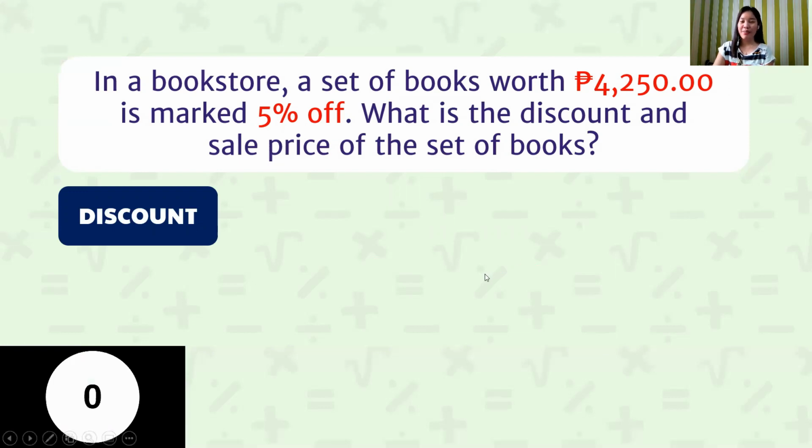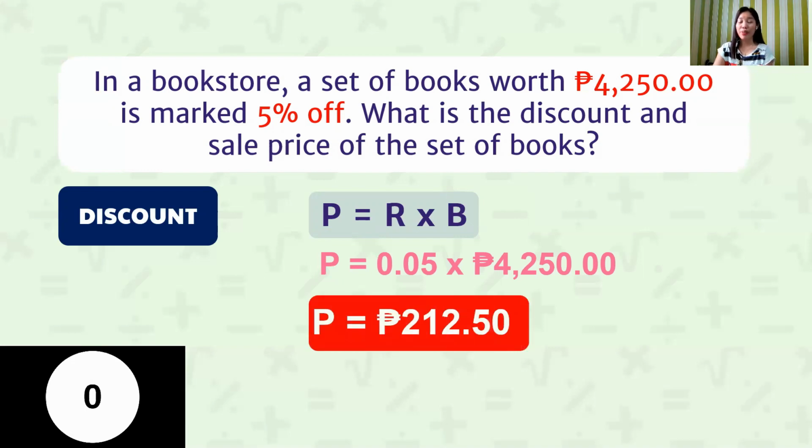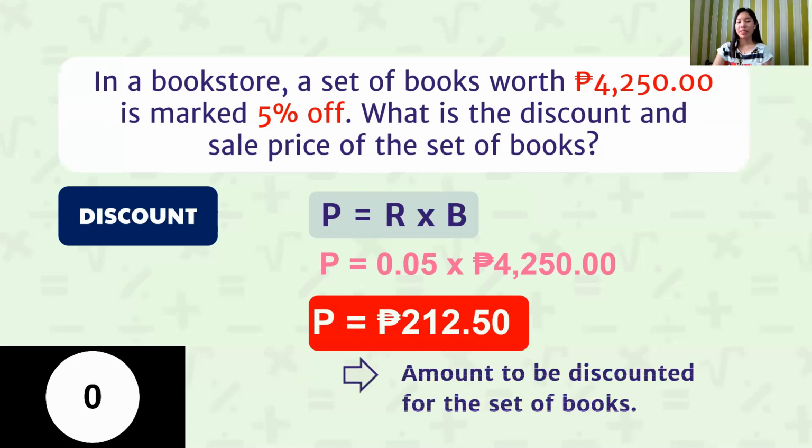Time's up. Let us check if you got it right. Let us use the formula P equals R times B. 0.05 is our rate of discount because 5% was converted to its decimal form. 4,250 is our marked price because this is the original price. In multiplying 0.05 by 4,250 pesos, we will get precisely 212 pesos and 50 centavos, meaning 212 pesos and 50 centavos is the amount to be discounted for the set of books.